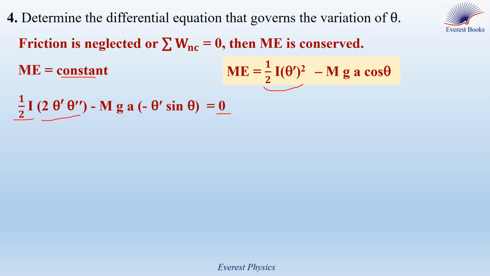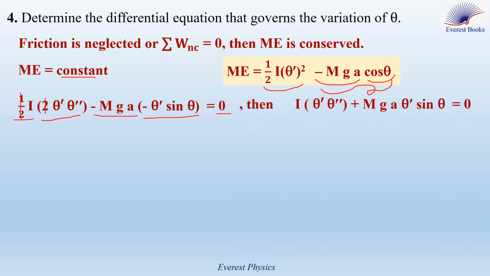Similarly, minus MGA is constant and cosine theta is variable. The derivative of this term is equal to the constant minus MGA times the derivative of cosine theta, and the derivative of cosine theta is equal to minus theta prime sine theta. 1/2 times 2 becomes 1, so we have this new equation.